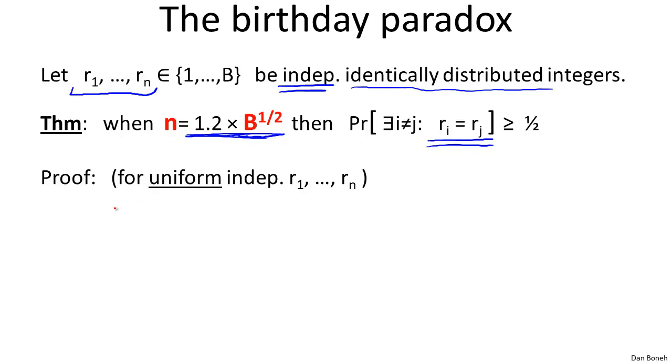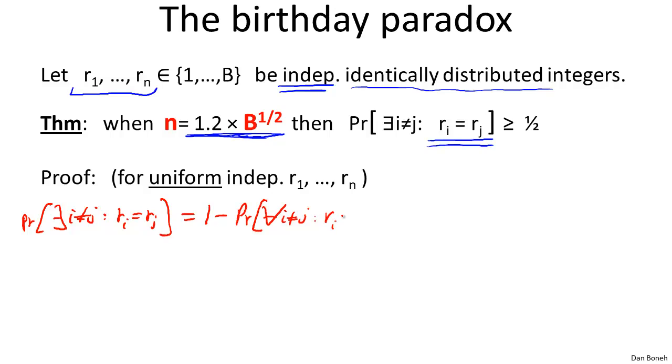Okay, so let's do the proof. It's actually not difficult at all. So we're asking, what is the probability that there exists an i not equal to j such that Ri is equal to Rj? Well, let's negate that. So that's basically 1 minus the probability that for all i not equal to j, we have that Ri is not equal to Rj. This basically means that no collision occurred among the n samples that we chose.